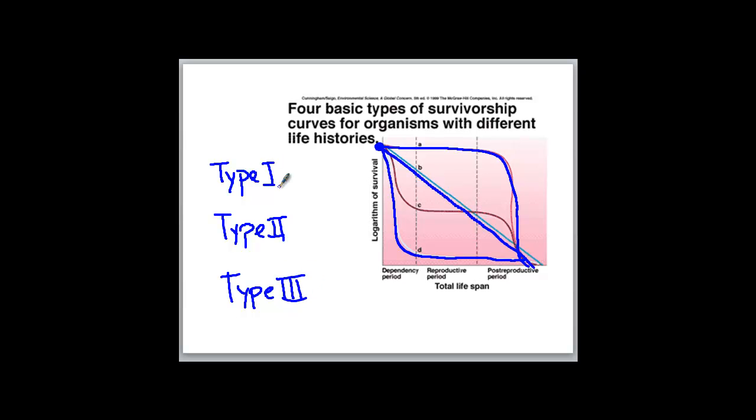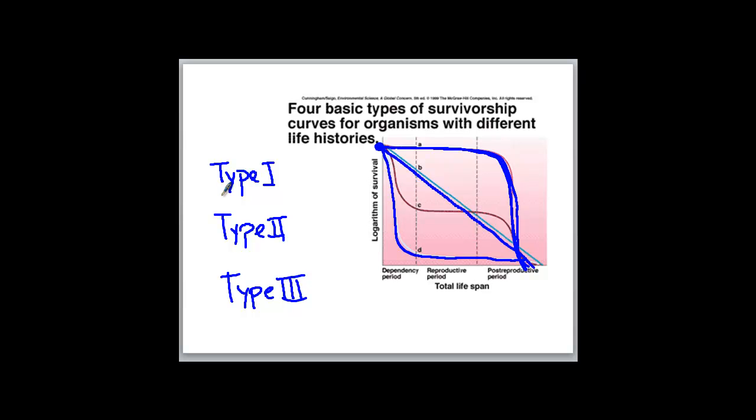All right, type 1 species is the species that lives relatively long lives, and then all die out at the end. We call that a type 1 species. And humans are type 1. Most humans are born, and a large majority of our population continues to live. It drops off a little bit, but when you get near the end of our lifespan, then you see a large drop-off. That's perfect for humans.